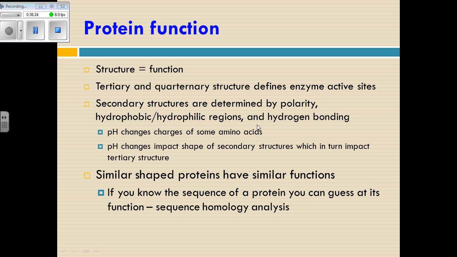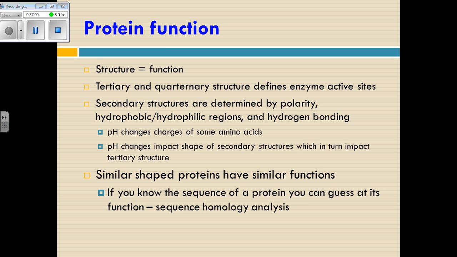So those beta sheets and alpha helixes, those are determined by the polarity. So if things are polar, then the polar amino acids are going to try and face the outside of the protein, and the non-polar parts are going to try and face the inside of the protein and sort of bond to each other. So that's that whole hydrophobic, hydrophilic. And then hydrogen bonds are going to help stabilize that. They're going to form between two molecules that are on different parts of the secondary structure.